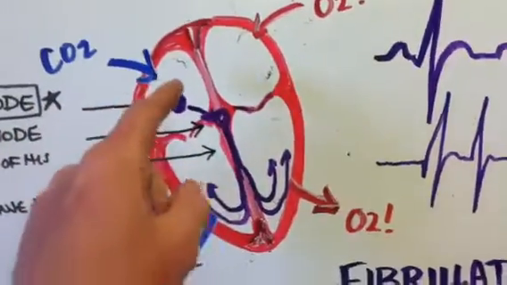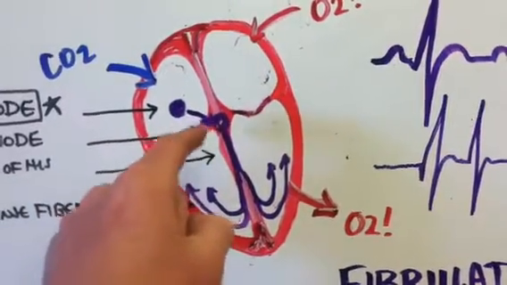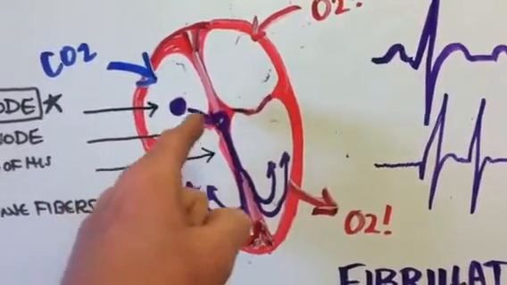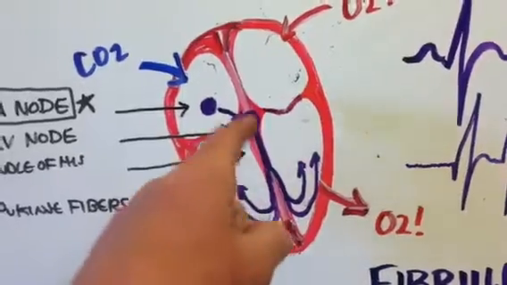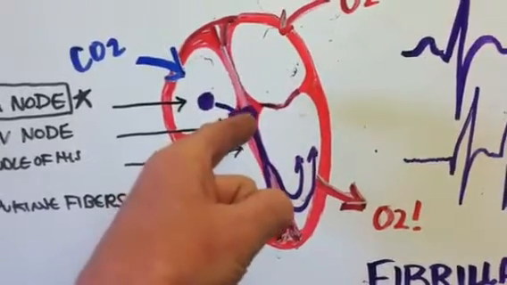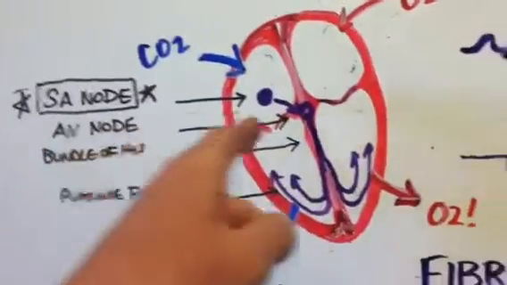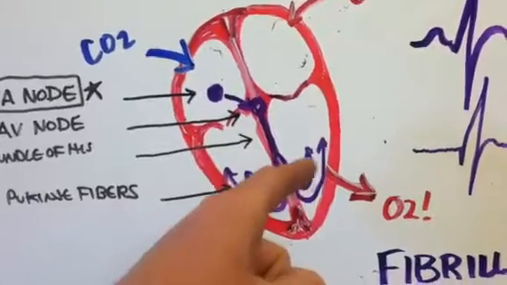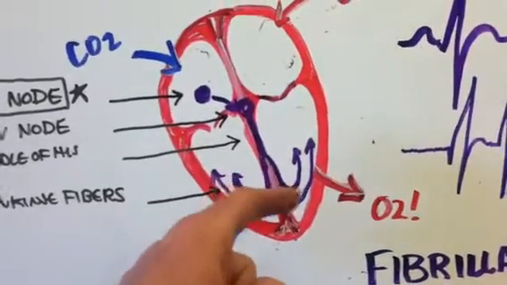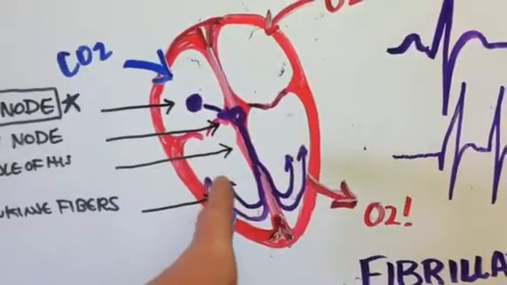send an impulse that travels down to the next node of electrical cells in between the chambers called the AV node, which is the atrioventricular node. And that travels down the septum between the two ventricles called the bundle of His. It splits into the left and right bundle branch. Names don't matter so much, sorry. And then come up what's called the Purkinje fibers, which are in the bottom big chambers.